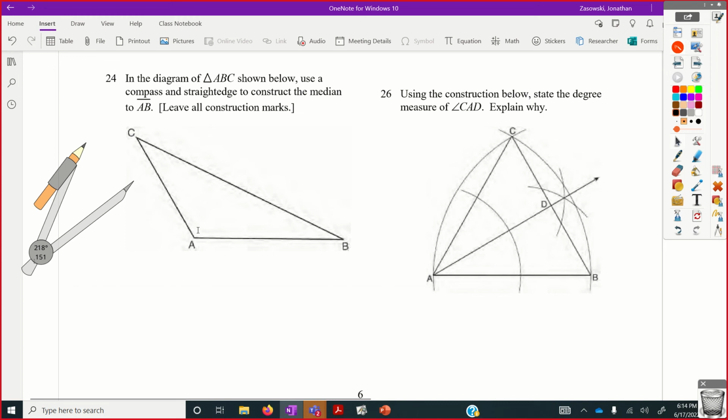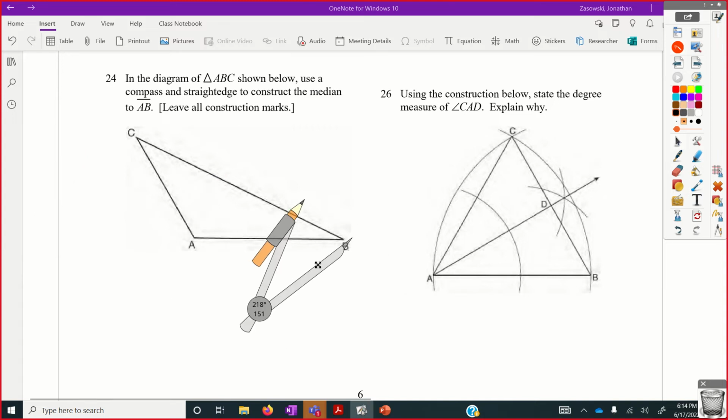We are doing the median. So it says the median to side AB. That's this side right here. So we're going to place our sharp point on B, and we're basically going to make a football for AB. That'll find the midpoint.